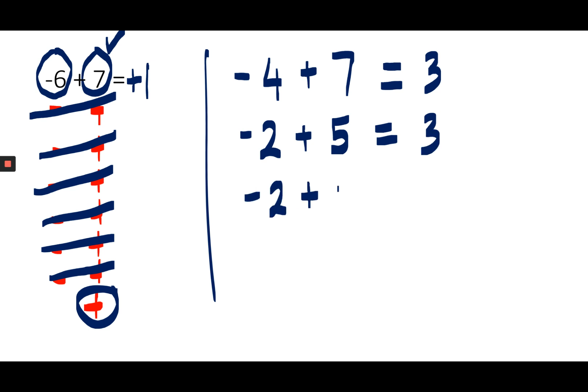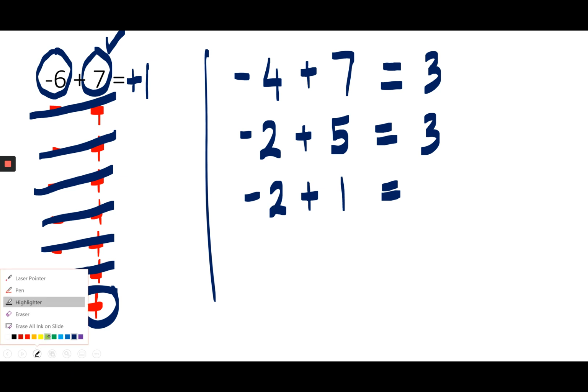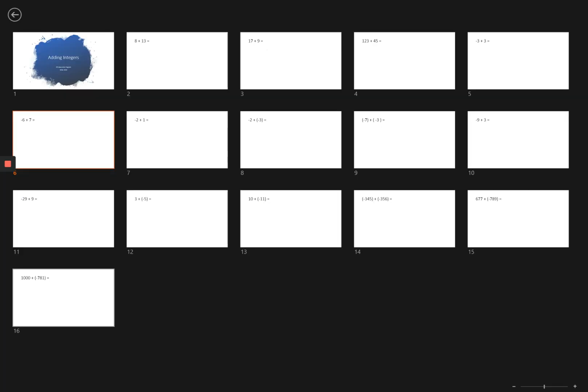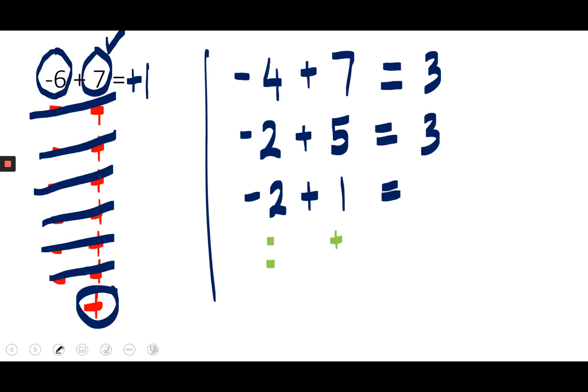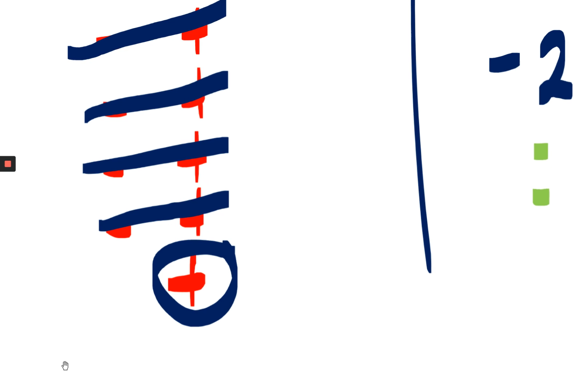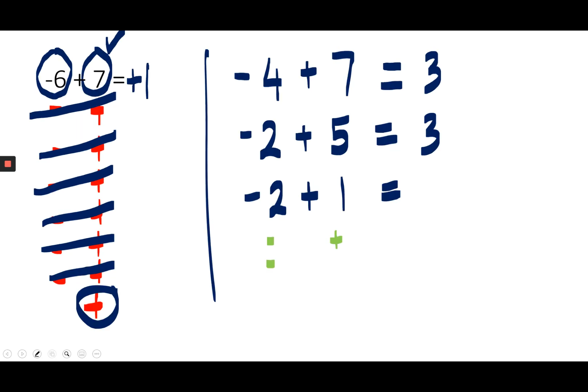Negative 2 plus 1. In this case, negatives are more than positives. They are going to determine the sign. Let me show you visually. Maybe it's going to make more sense if I draw the diagram. Negative 2 is this, positive 1 is this. And I want you to observe the zeros here.